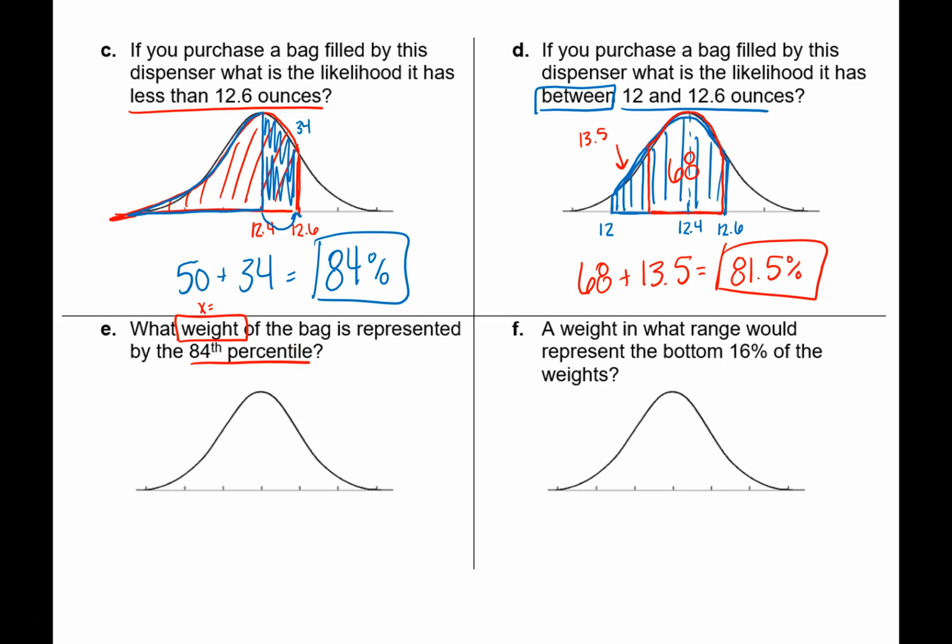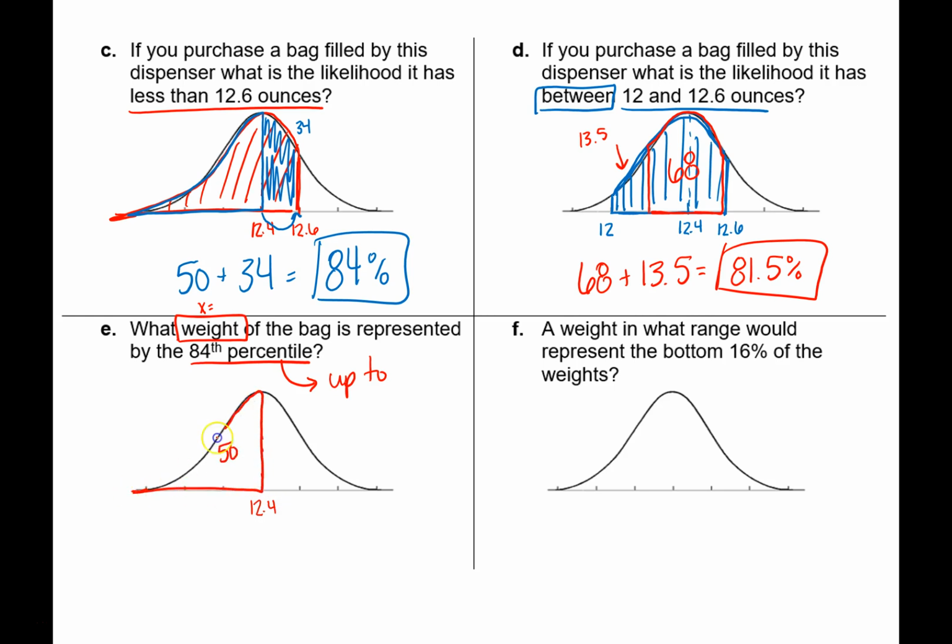So that means I need to shade. Percentile means up to that percentage. So I'm going to start on my left and shade up to wherever I get to 84. Now I could start with these tiny little numbers down here, but again, I know half of the graph is 50%.